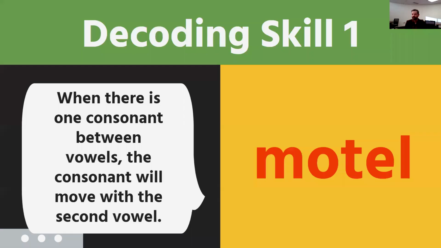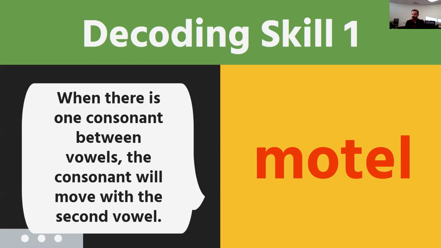But what happens if we add an L to it? Now suddenly this E is no longer a silent E. This E is functioning as a second working vowel in the word. We now have a multisyllabic word. There's 2 syllables. And this is why we need the decoding skills. So decoding skill number 1 says that when there is one consonant between the working vowels in the word, the consonant will move or run with the second syllable.